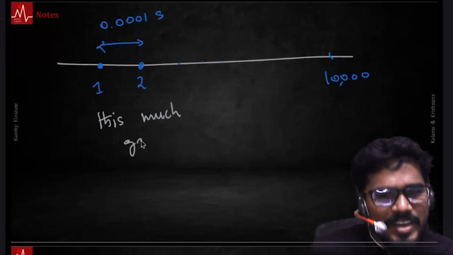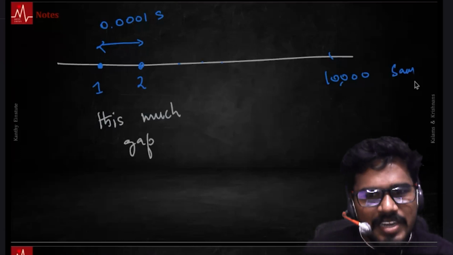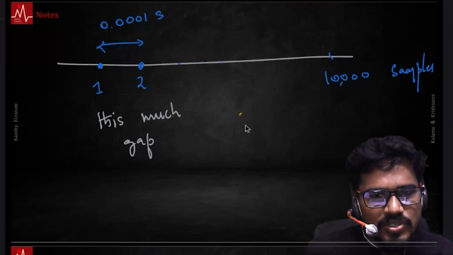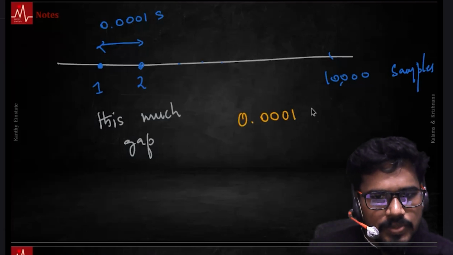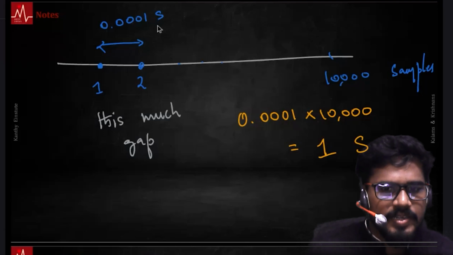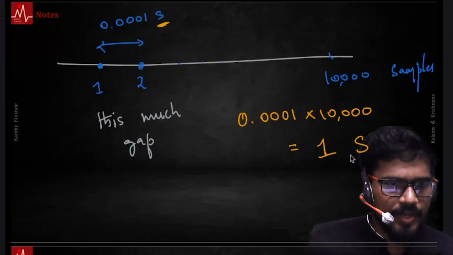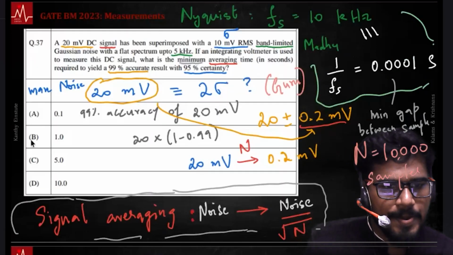You need 10,000 samples. That will take 0.0001 times 10,000. That is in seconds. The second unit shows up here. And that's the answer here.